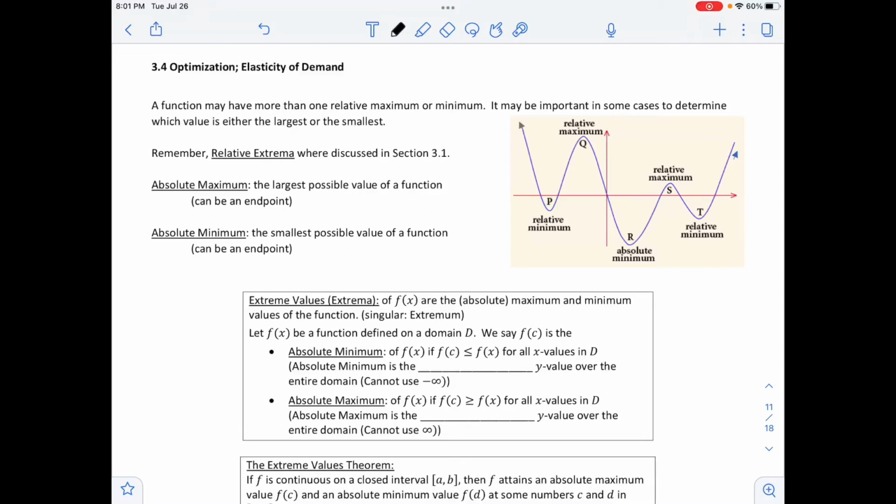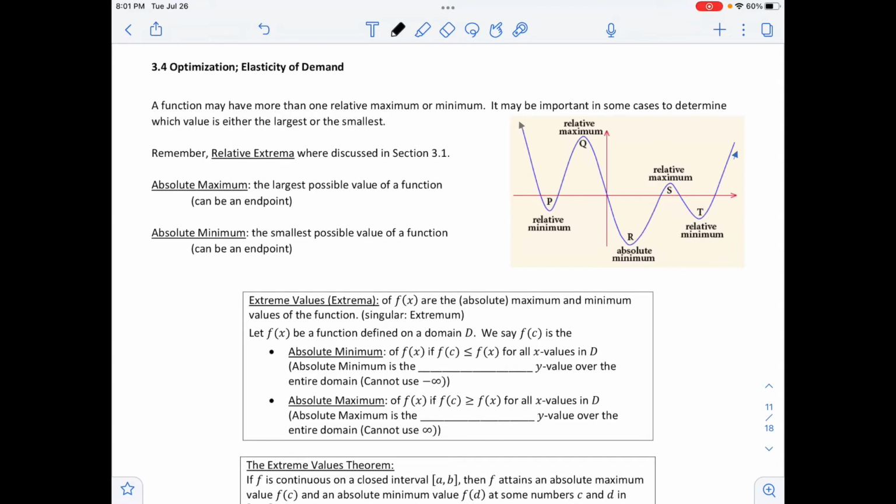We are in section 3.4, optimization and elasticity of demand. A function may have more than one relative maximum or minimum. It may be important in some cases to determine which value is either the largest or the smallest.